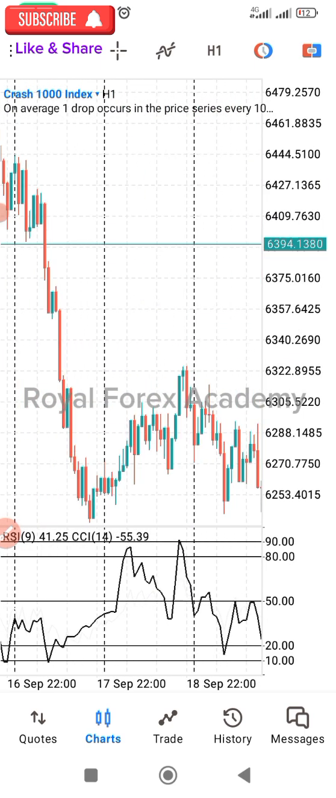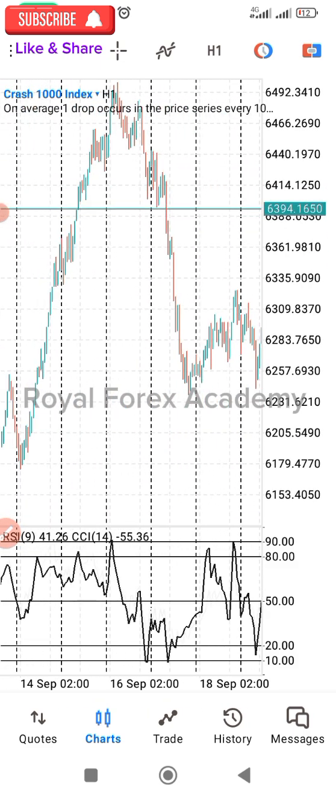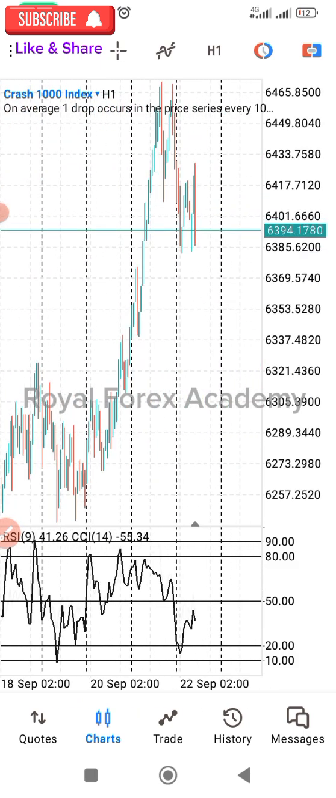Now this is Crash 1000. What is our first responsibility? We want to identify the trend. And as we can see in this scenario, Crash 1000 is buying. Crash 1000 is buying. So what do we do? We are in an uptrend.